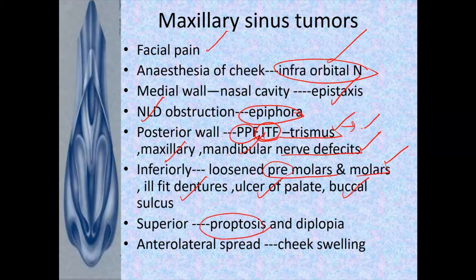Superiorly, there can be proptosis and diplopia. These can be the presenting features of superior spread. With anterolateral spread, there is a swelling in the cheek, as you could see.